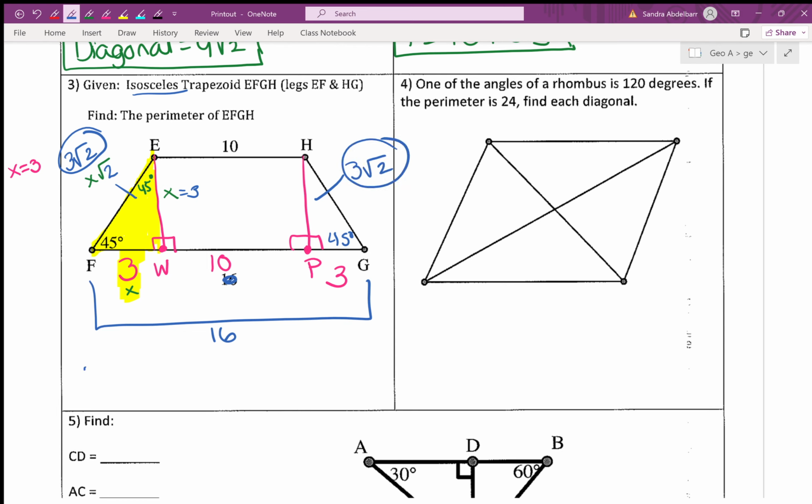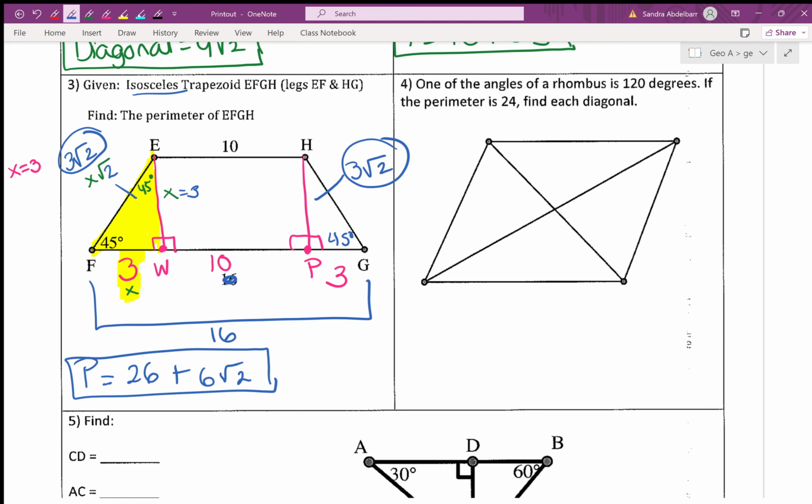So now can I find the perimeter? Absolutely. I'm going to add my whole number. So 16 bottom plus 10 top base is 26. Then I'm going to add the 2 legs. What's 3 root 2 plus 3 root 2? 6 root 2. We good for the next one?